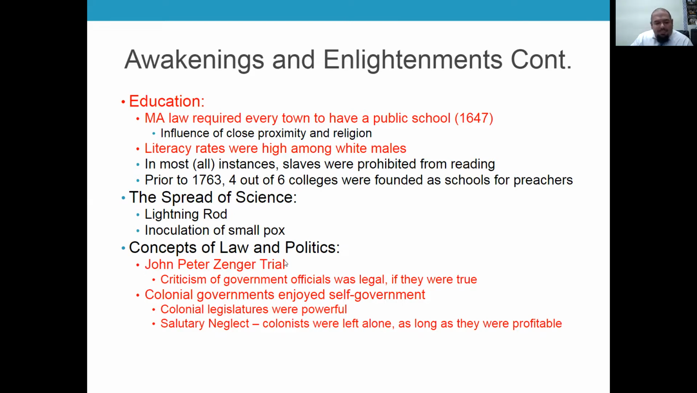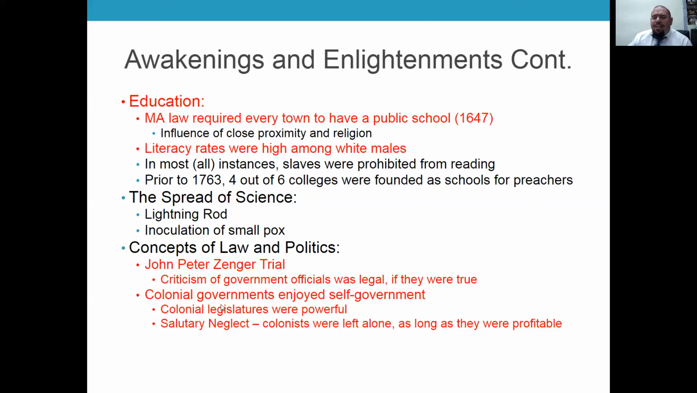You have this big trial, the John Peter Zenger trial, where he criticized a British government official, and if you did that, you would be thrown in jail. It's that defamation of character. You might have heard that in the latest news cycle this past week. And it was actually overturned in favor of John Peter Zenger, because the criticism of government officials was legal if it was true, and it was truly true for John Peter Zenger. So he got, I guess you could say, acquitted from it.